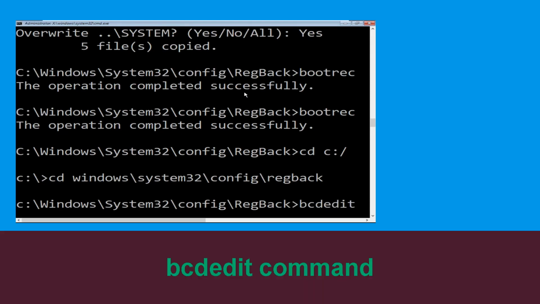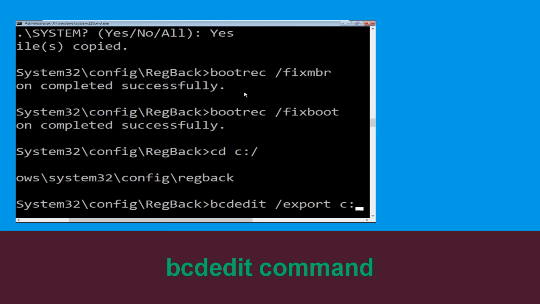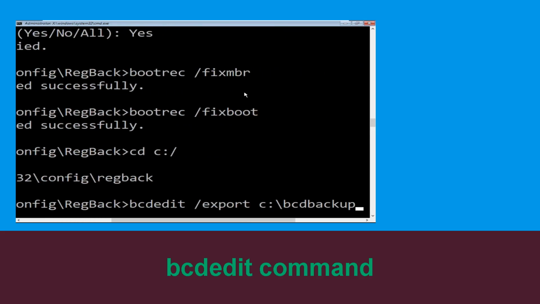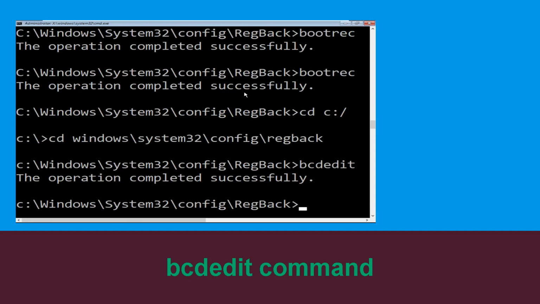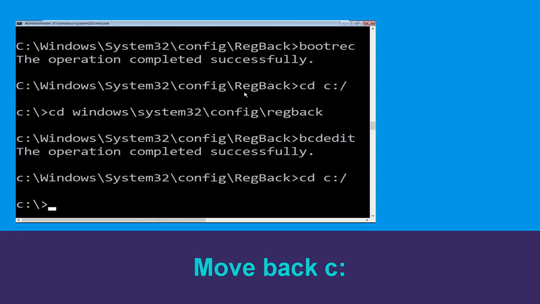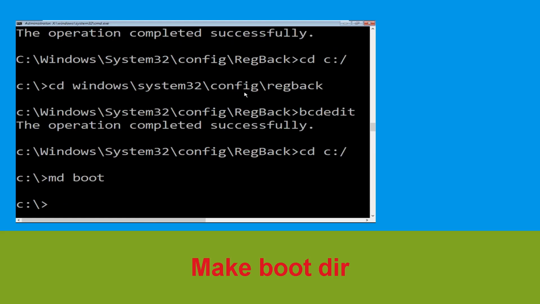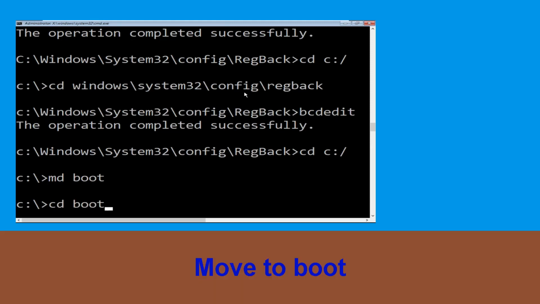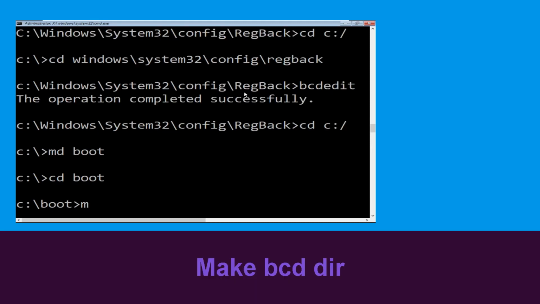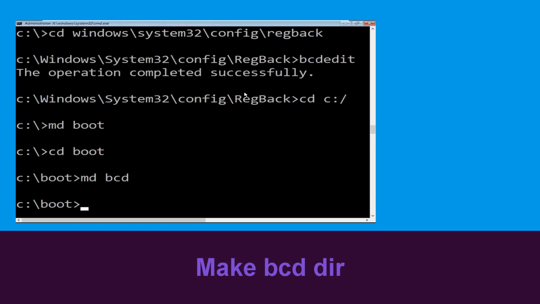Now execute this command. Type bcdedit space /export space C:/bcdbackup and simply hit enter to execute this command. Then move to the next one. Now type cd space C:/ and hit enter. Now execute this command. Type md space boot and simply hit enter to execute this command. Type cd space boot and simply hit enter. Now type md space bcd and simply hit enter.